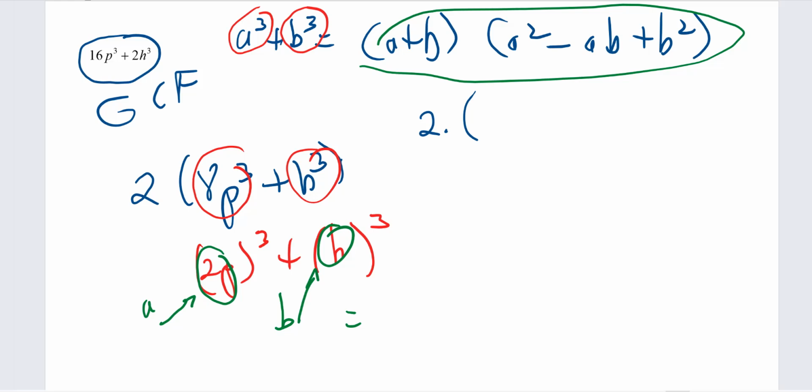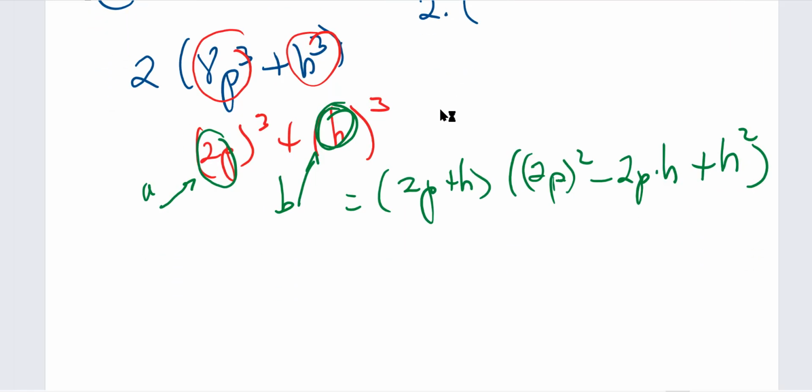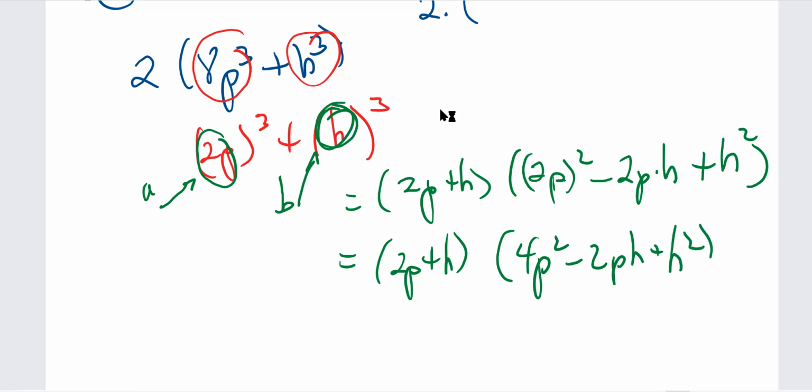So that's going to be equal to the A plus the B, so the 2p plus the h, times the square of the A, the square of the quantity 2p, minus the product of those two things, so 2p times h, and then plus the square of the b, and that's the square of h. We just need to simplify that a little bit. That's going to give me 2p plus h times 4p squared minus 2ph plus h squared.